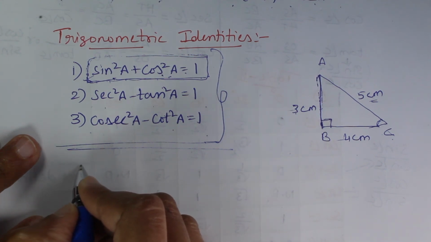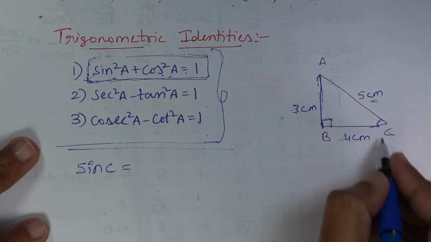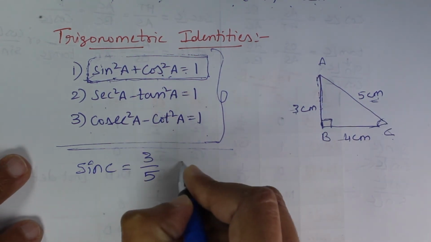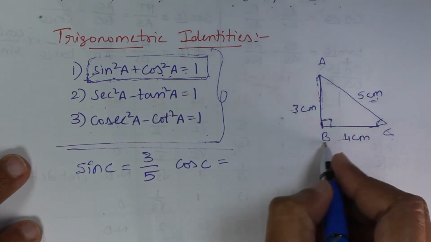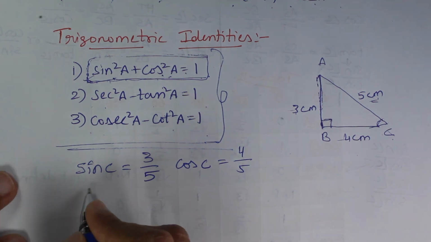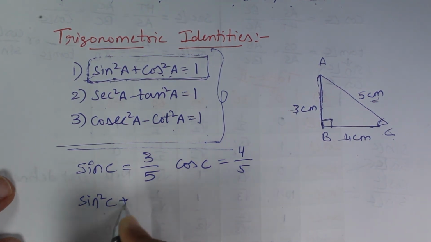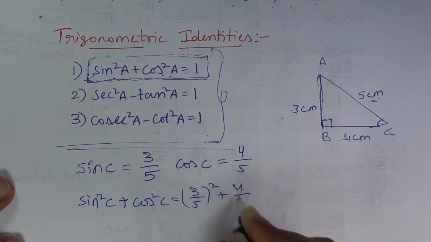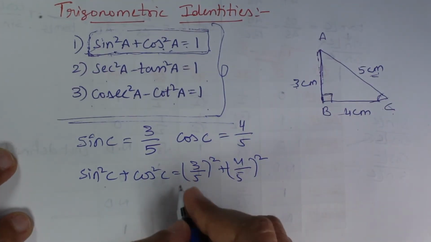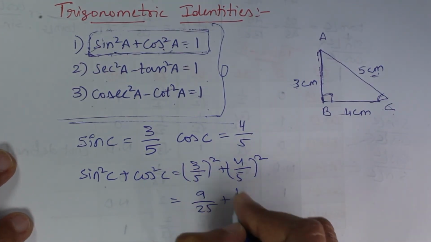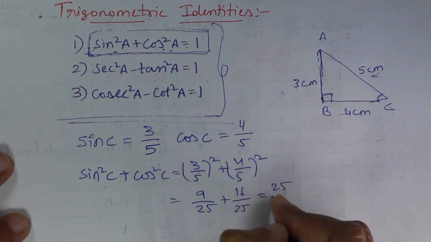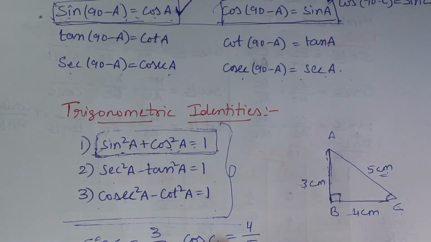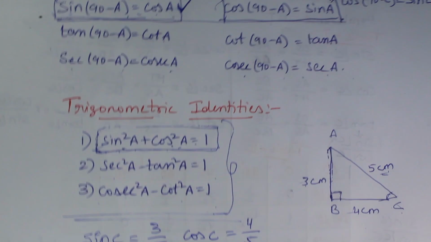Now let us calculate sine of angle C. Sine of angle C is equal to opposite side by hypotenuse, that is 3 by 5. What will be cos of angle C? Adjacent side by hypotenuse, that is 4 by 5. Now sin square C plus cos square C becomes 3 by 5 whole square plus 4 by 5 whole square. That is equal to 9 by 25 plus 16 by 25. That is equal to 25 by 25. That is equal to 1. So it is proved, right? So sin square of A plus cos square of A is 1.